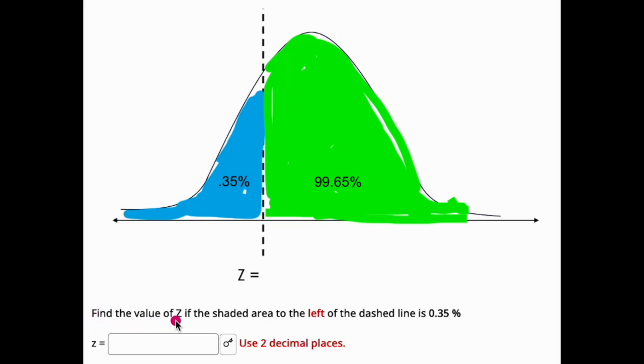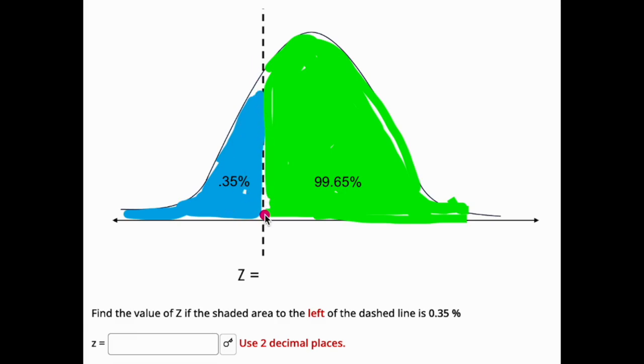Find the value of z if the shaded area to the left of the dashed line is 0.35%. So here's z, here's the dashed line that represents the cutoff point where z would sit. The question tells us that the area to the left is 0.35%. So I labeled that here in the blue area, because this is the area to the left of the dashed line.